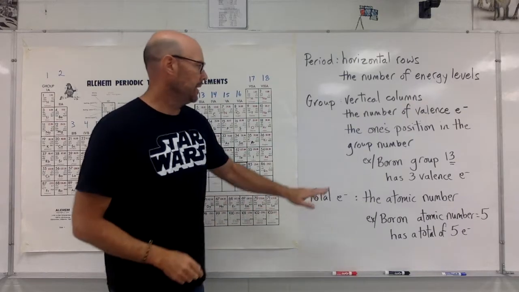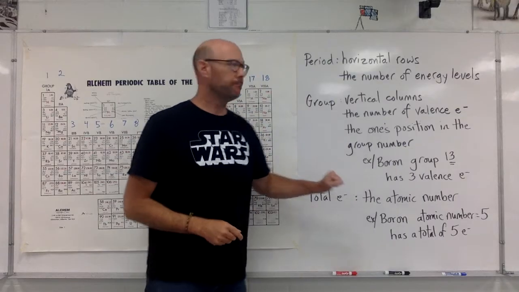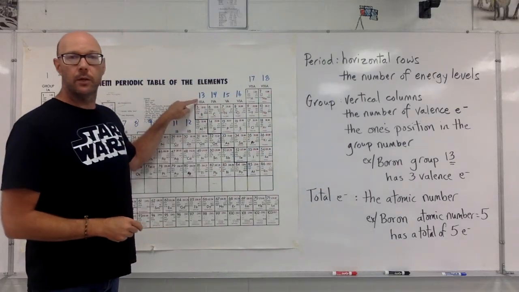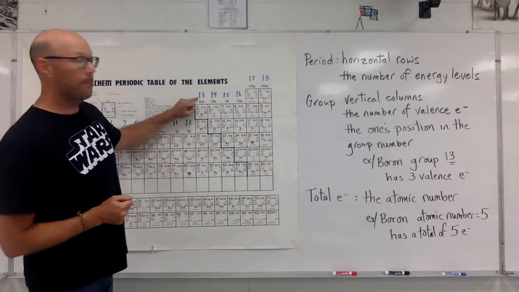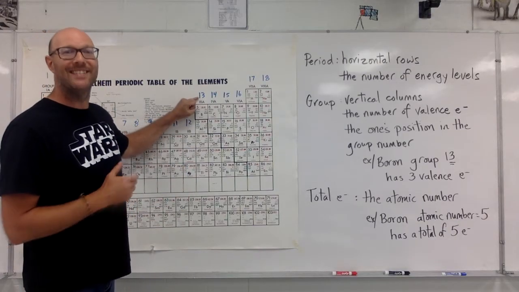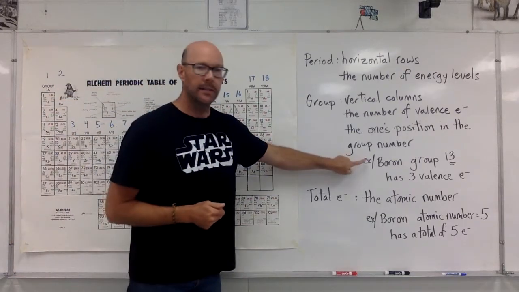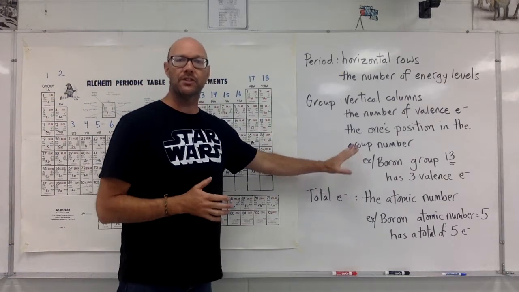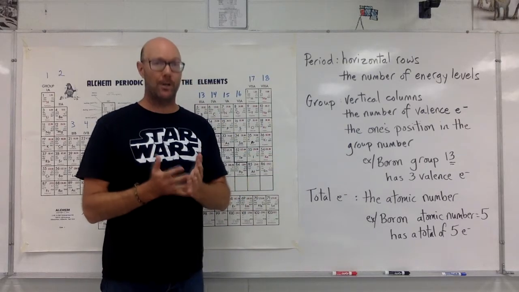This is a little bit tricky. For example, boron is in group 13. Here's boron, it's in group 13. The number in the ones position, it's not the number 1, the actual digit 1 is in the tens position. So it's the 3 that's in the ones position. Boron has 3 valence electrons. There's absolutely a pattern here.